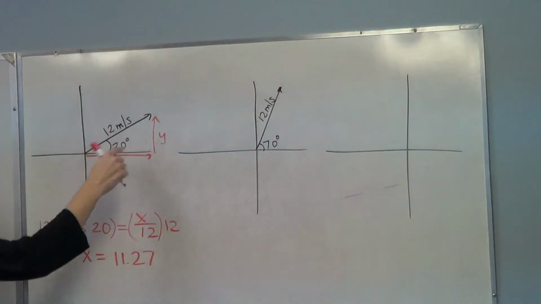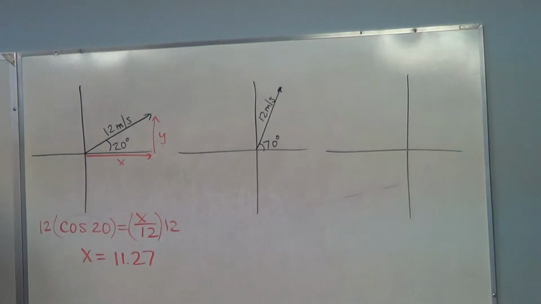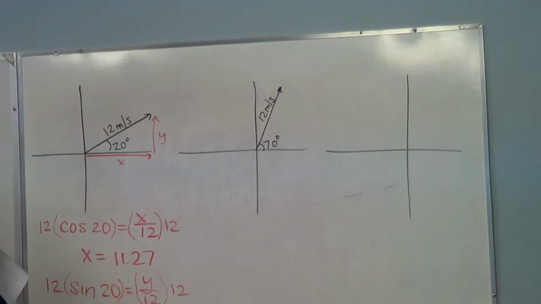And then we need to find the y, so how would we find the y component? Sine of 20 equals y over 12, and again you have to multiply by 12 to get the y. So the y will be 12 sine of 20, which is 4.1. Let's keep our rounding consistent. If we want to go to hundredths, what would that be in hundredths? I think it was 4.10.